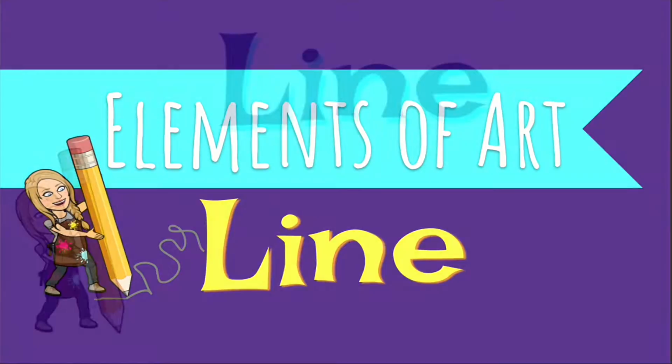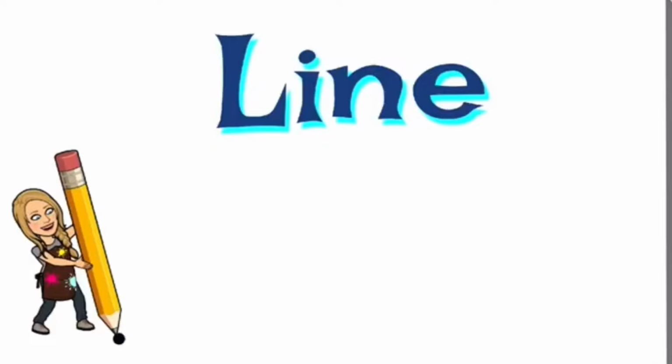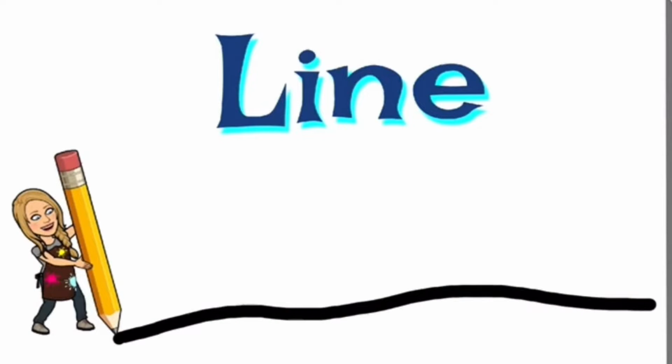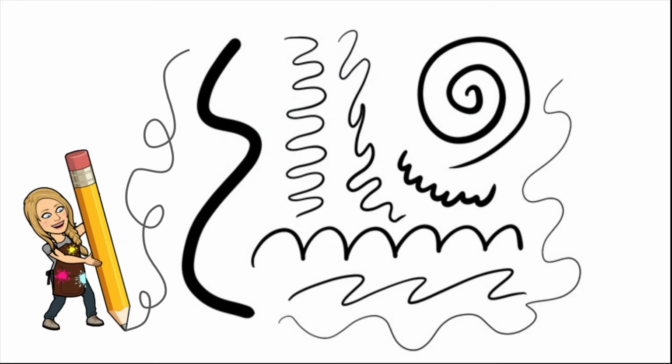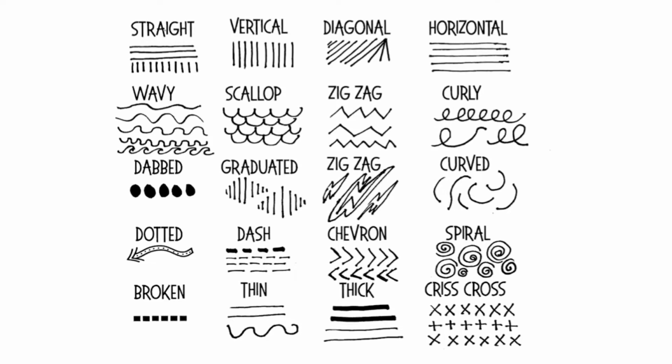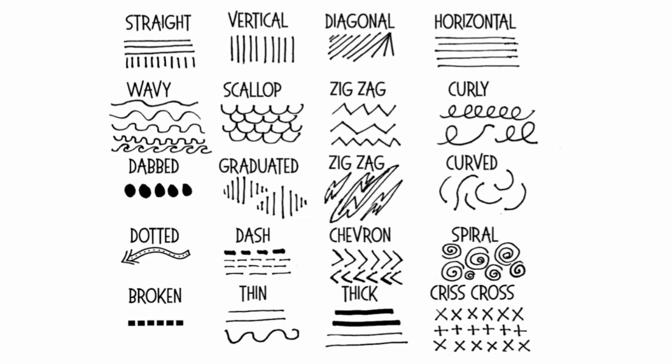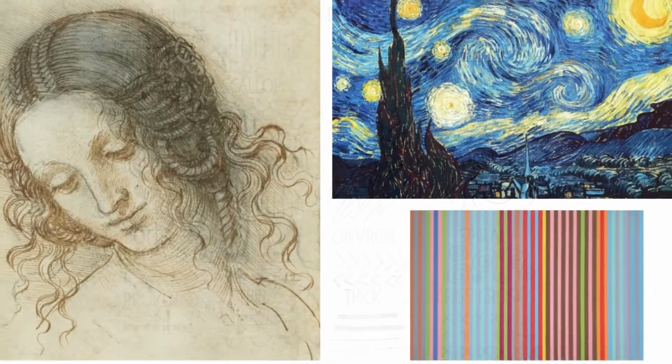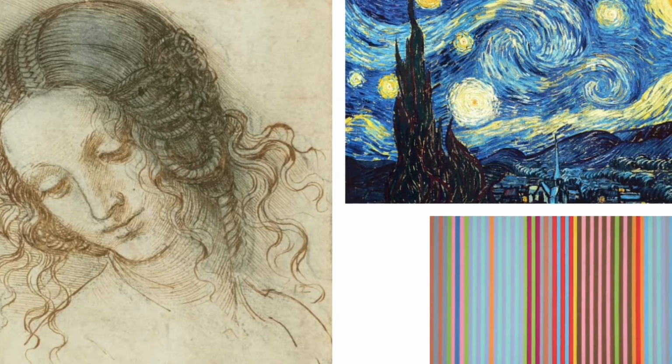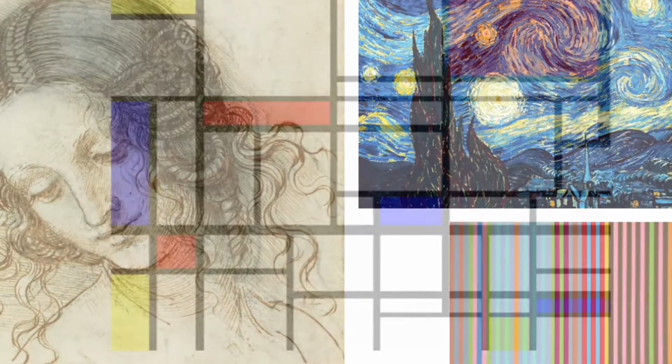Today we're going to be looking at the element of line. Line is just a dot that goes for a walk. Line is a mark made by a drawing tool or a brush. There are many types of lines: thick, thin, horizontal, vertical, zigzag, diagonal, curly, curved, spiral, and many, many more. Lines are often very expressive. They are the basic tools for artists, though some artists show their lines more than others.